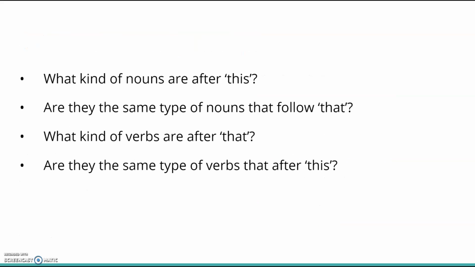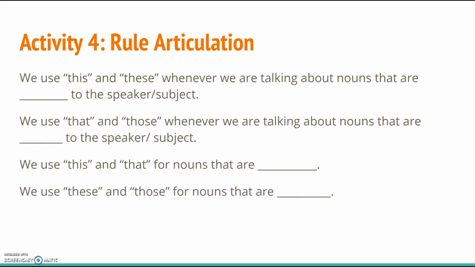So also along with this, the transcripts, as we see here, the instructor is going to give them a series of questions, guiding questions like the ones that I have here on screen, that will prompt the students to really focus on the words around the determiners and the words around the constructions of these demonstratives. So some of the questions here are: what kind of nouns are after this? Are they the same type of nouns that follow that? What kind of verbs are after that, etc.